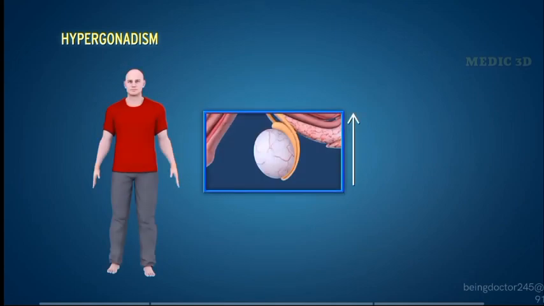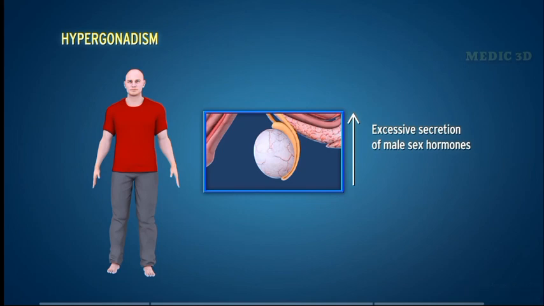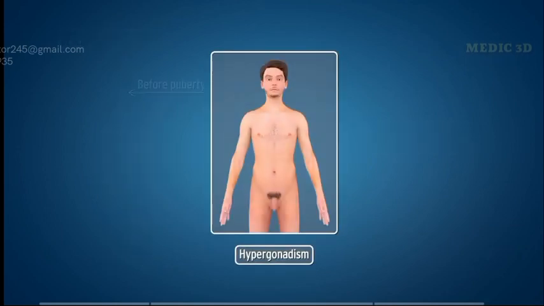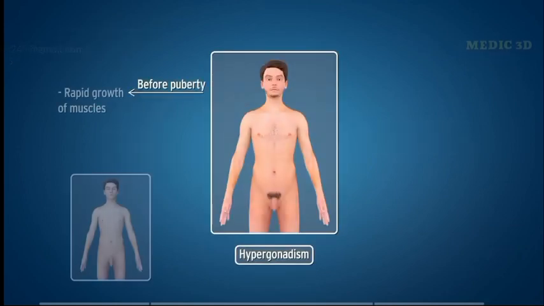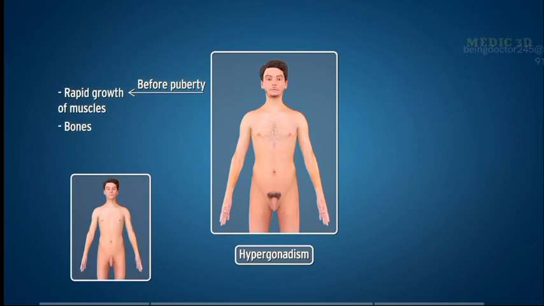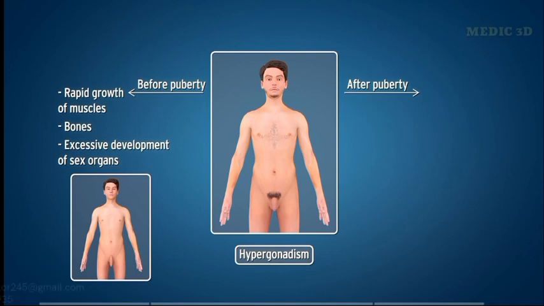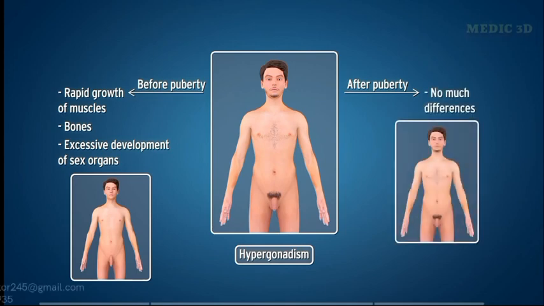Hypergonadism. Hypergonadism is a condition in which there is excessive secretion of male sex hormones. This condition occurs because of testicular tumors. If hypergonadism occurs before puberty, then there is rapid growth of muscles and bones, and also excessive development of sex organs. However, if there is hypergonadism after puberty, then there is not much difference as secondary characters are already developed.